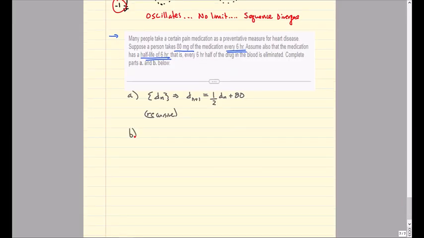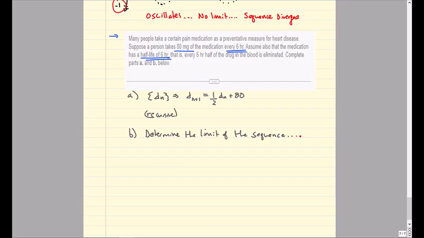So what we want to do is determine the limit of the sequence. You could graph this, but I think we can also do this by hand pretty easily as well. So determine the limit of the sequence.